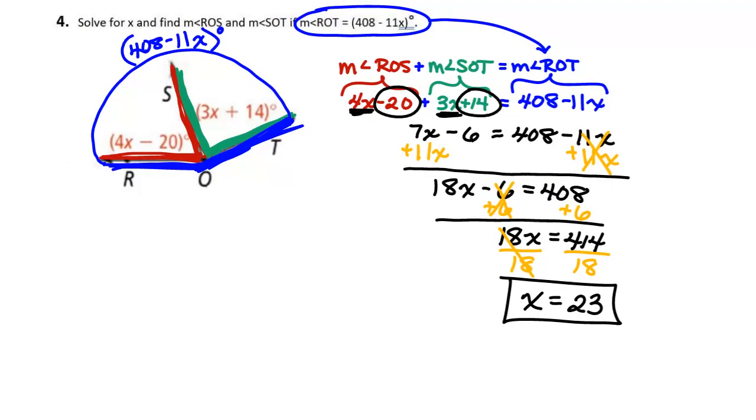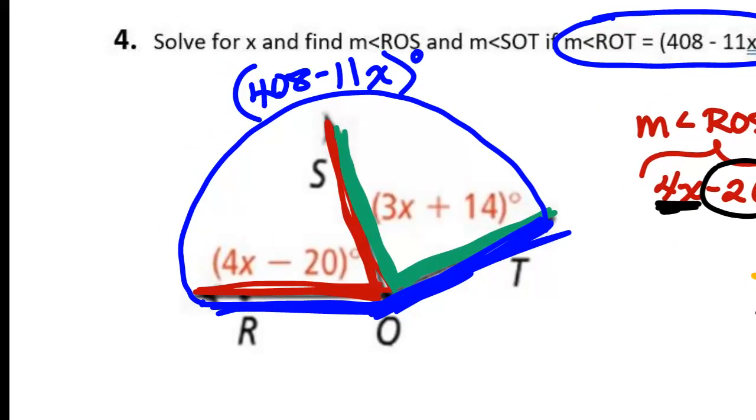Is that everything we were supposed to do in this problem? Did we do everything we're supposed to? No, we solved for x, yes. What else were we supposed to do? Find ROS, anything else? And find SOT. Let's find ROS first.